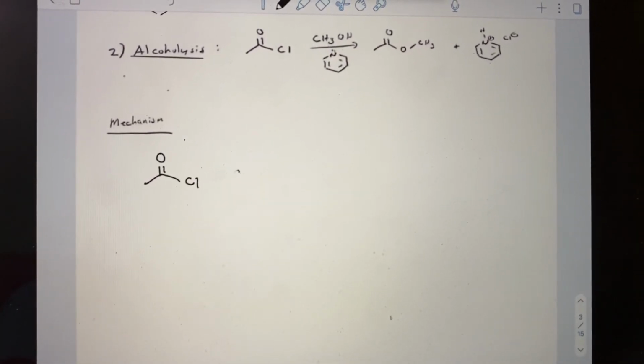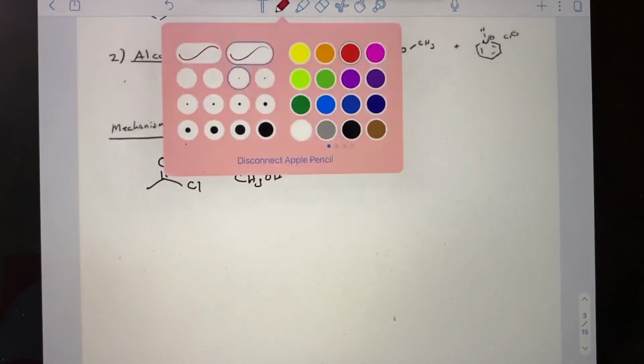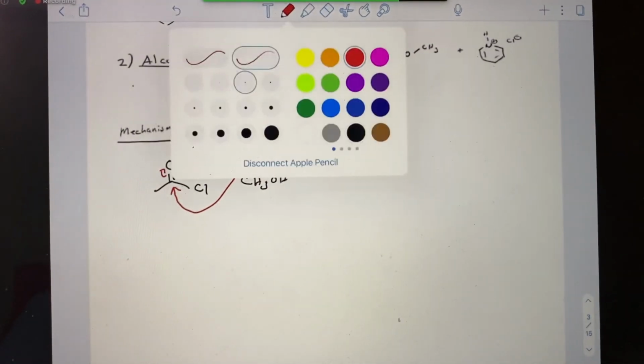It's a little better. So I have methanol. We do not have to protonate this.